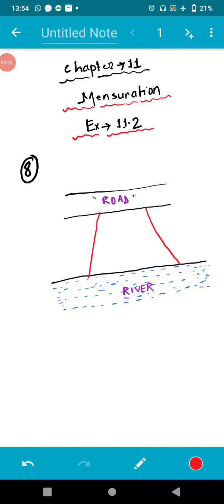Hello students, this is Pallav sir, and today in this session I will explain question number 8, 9 and 11 of exercise 11.2, chapter 11 mensuration.